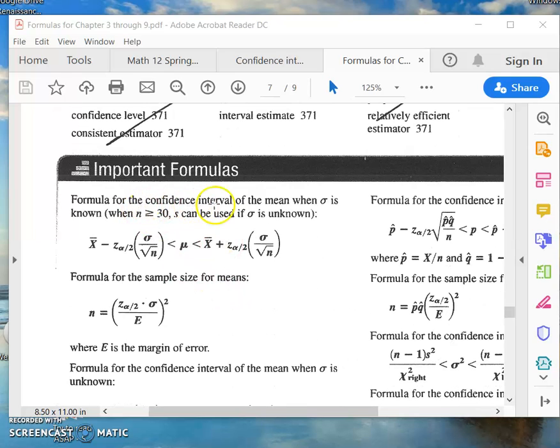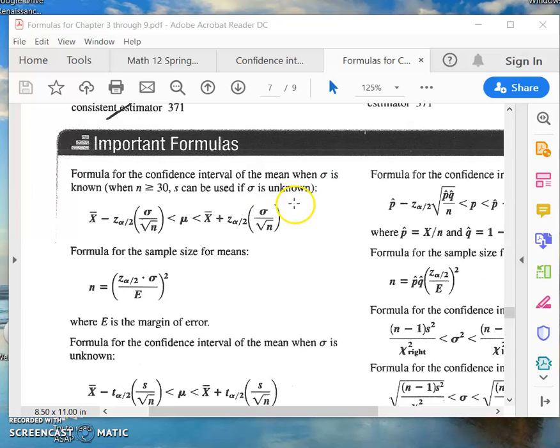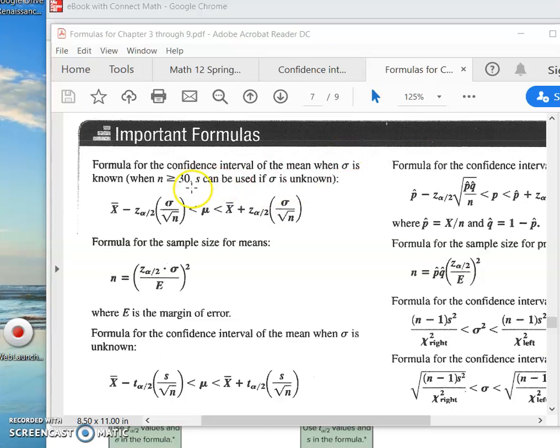And here's the formula for the confidence interval of the mean when sigma is known. Okay, if you don't know sigma, then you don't use this formula. And that's what he's talking about here. It is very confusing. Now this is just a formula page.